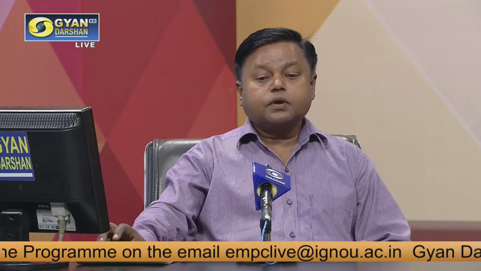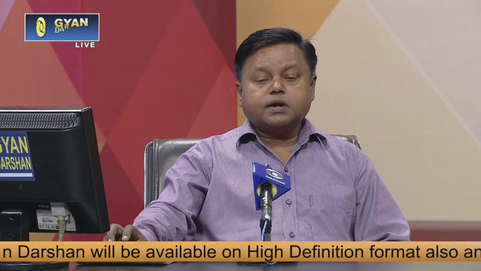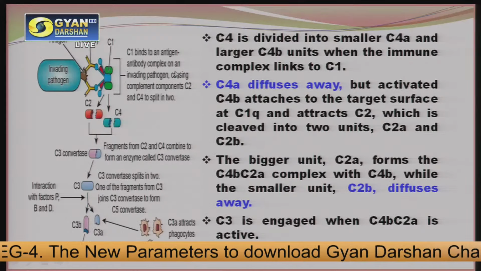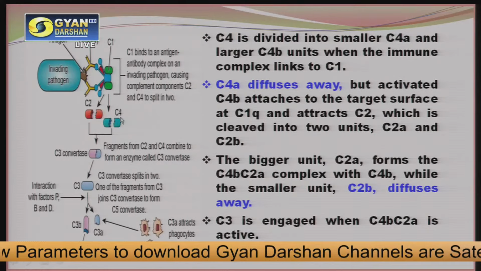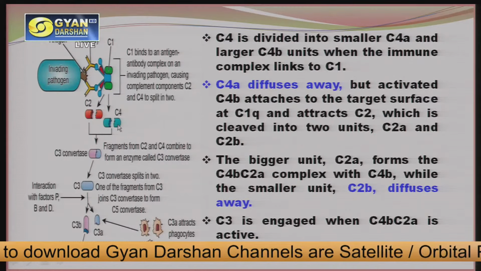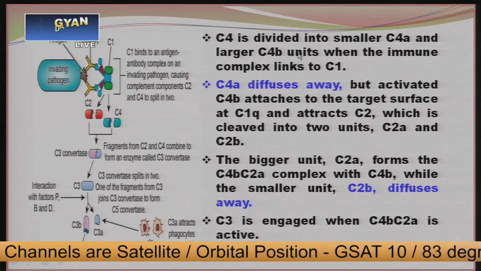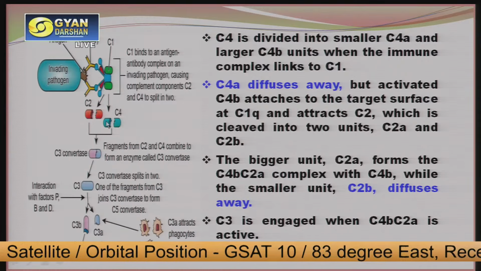This reaction is very important. They can bind with the particular molecule. Ultimately they can make a cascade of reactions of the complement system. And C4 is divided, you can understand here, into a smaller C4a and larger C4b unit. So it is divided into two units.